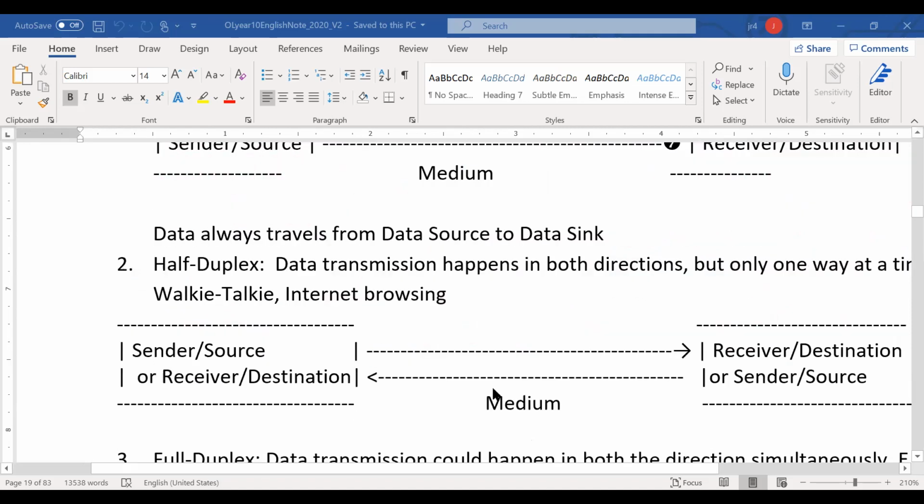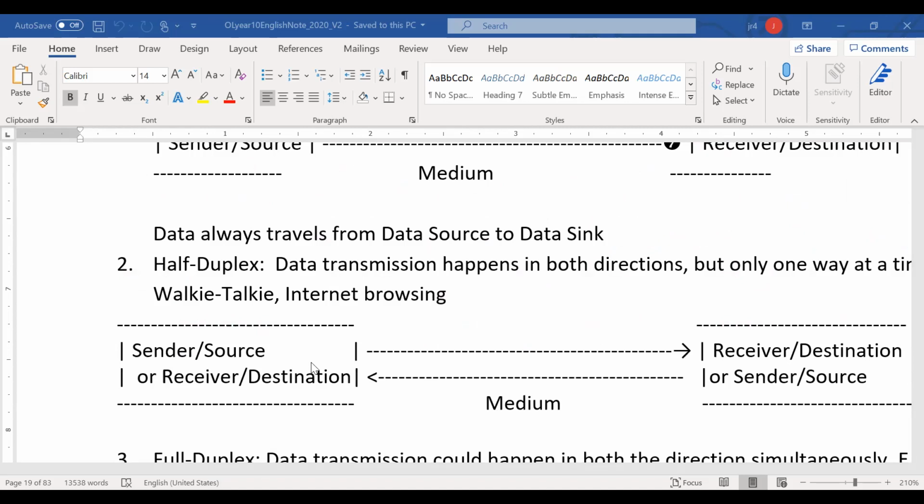Now the second one we call half duplex. Half duplex means the data transmission happens on both sides. You see the arrows in both directions, but not at the same time. For example, have you seen walkie-talkies?